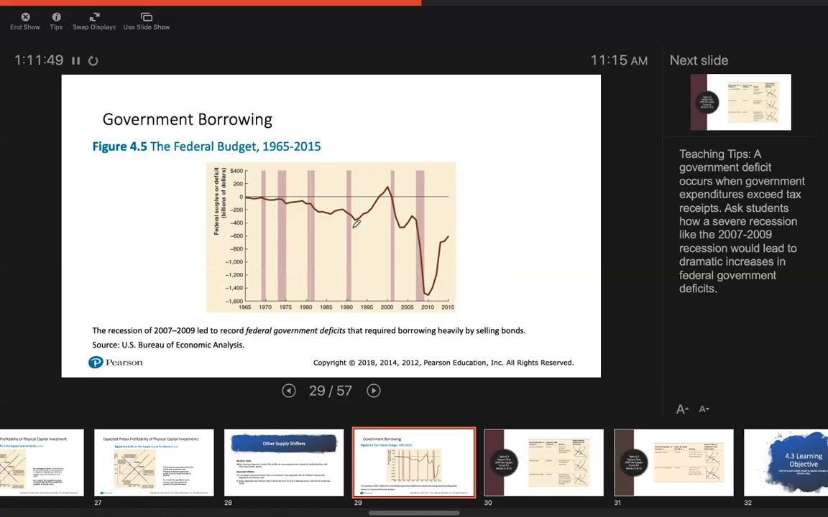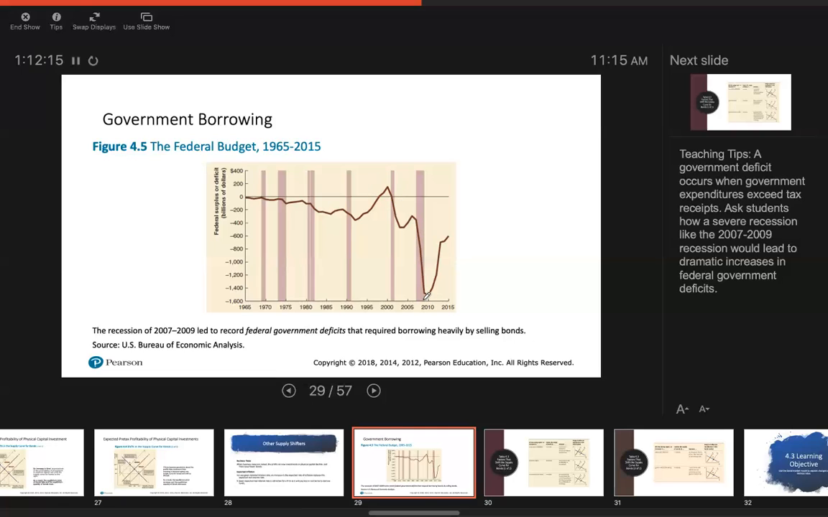In the last 50 years, 1965 to 2015, the only period in which there's been a government surplus is during the late Clinton administration. Between 1997 and 1999, there was actually a budget surplus, where the US government had more tax revenues than what it was spending. But ever since then, we've reverted to the historical pattern.